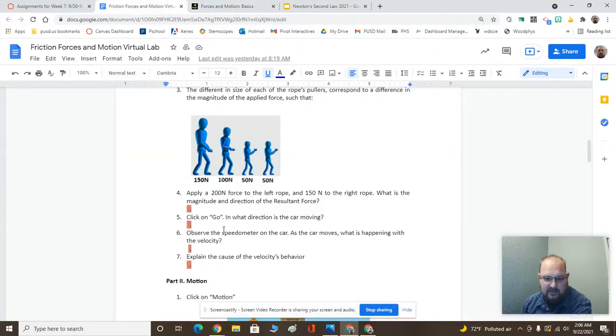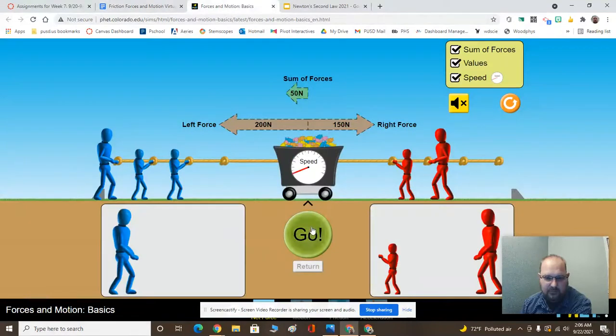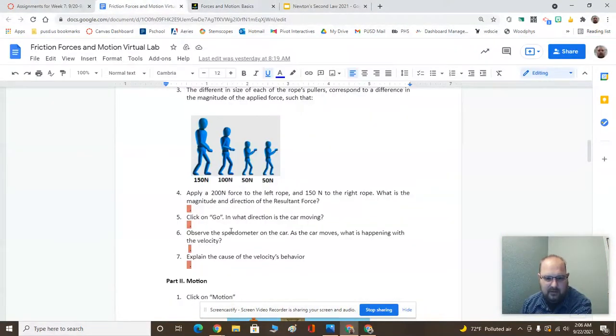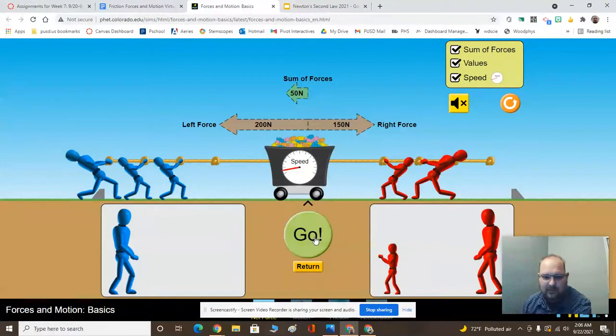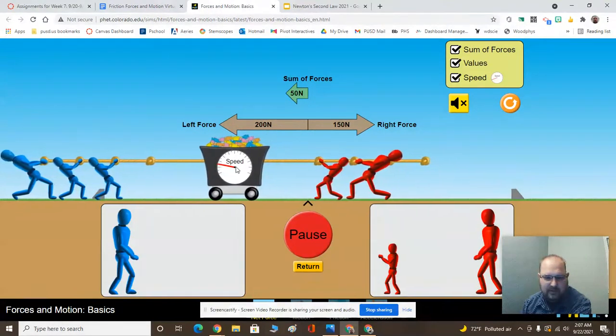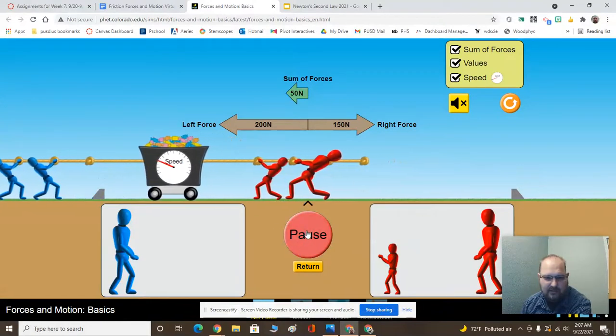The next thing says click on go. What direction is the car moving? We should see it moves to the left. And observe the speedometer as the car moves, what's happening with the velocity, and explain the cause of the velocity's behavior. As we look at this, the speed is going on up. It is moving to the left with increasing velocity.